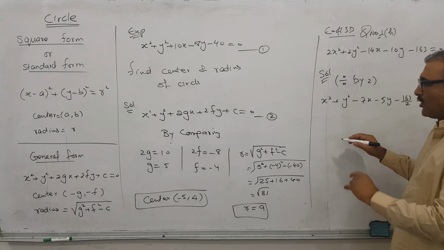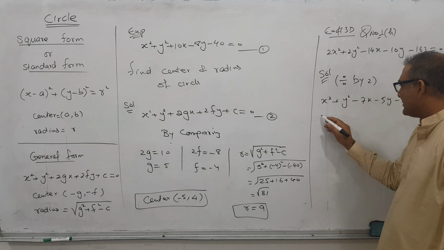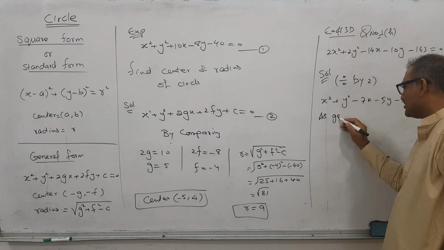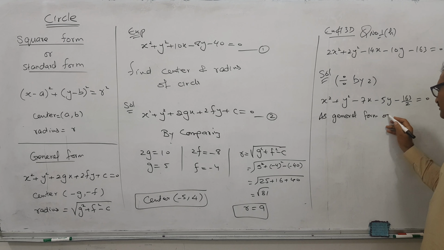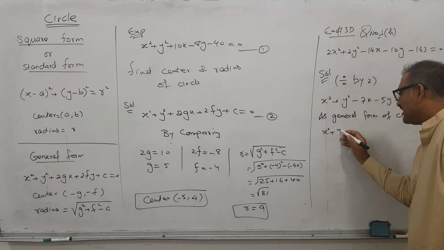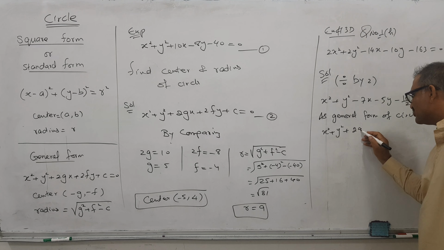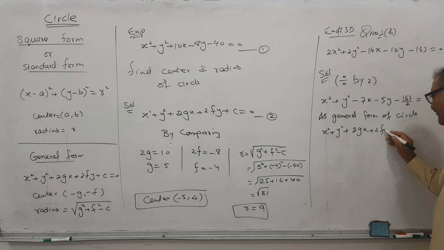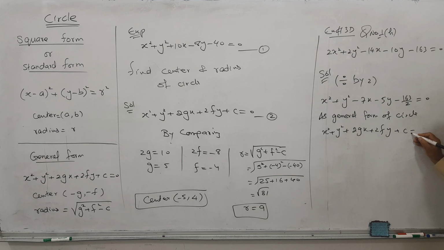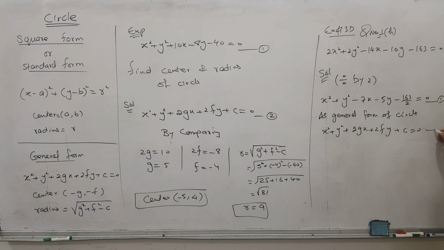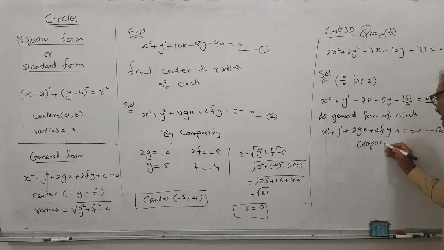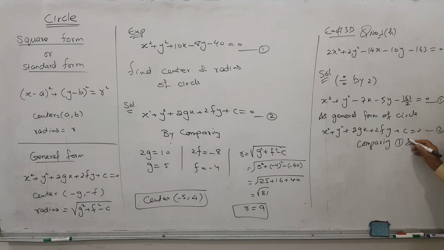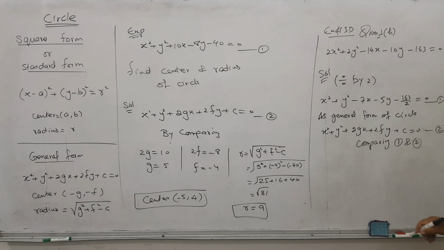First part done. Now, as you know, we have the general form of a circle. You must memorize it: x squared plus y squared plus 2gx plus 2fy plus c equals 0. Call this equation 1 and the other equation 2. Comparing equations 1 and 2.